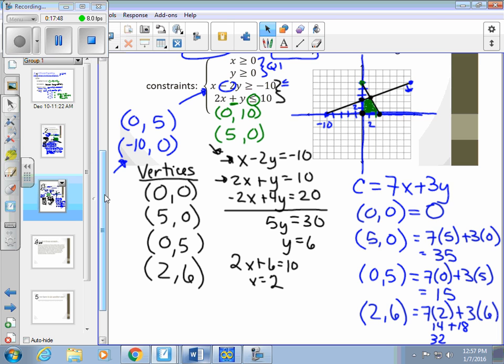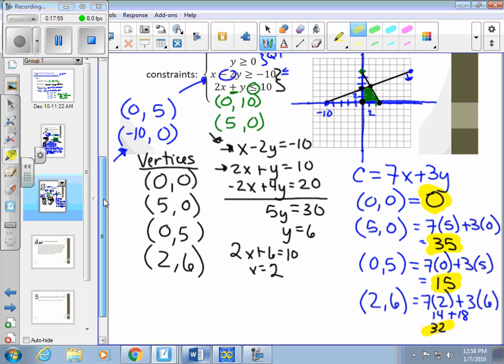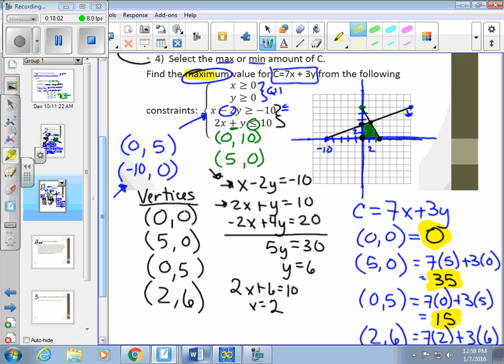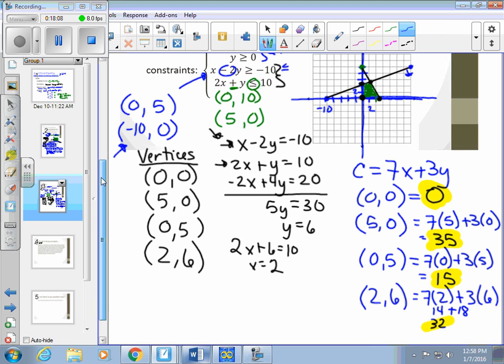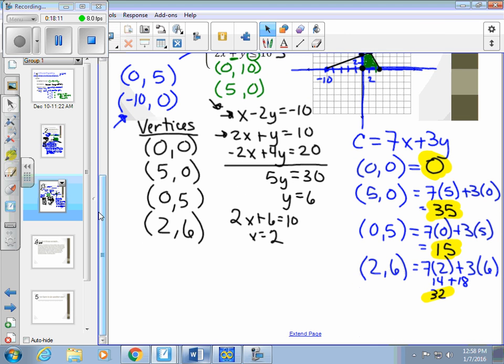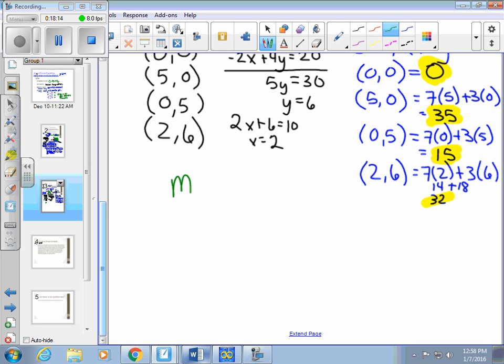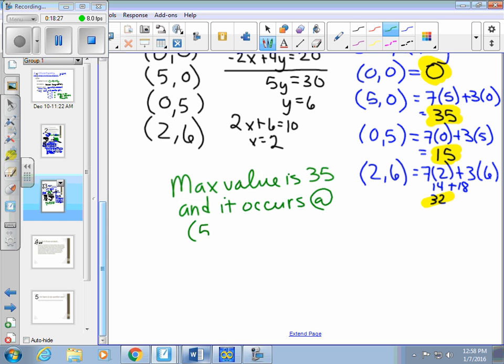I look at all of those values. I have a value of 0, a value of 35, a value of 15, and a value of 32. For this problem, we're looking for the maximum value. Maximum value is 35. So the way we're going to summarize all the hard work you've just done is we're going to say our max value is 35, and it occurs at the ordered pair 5, 0.